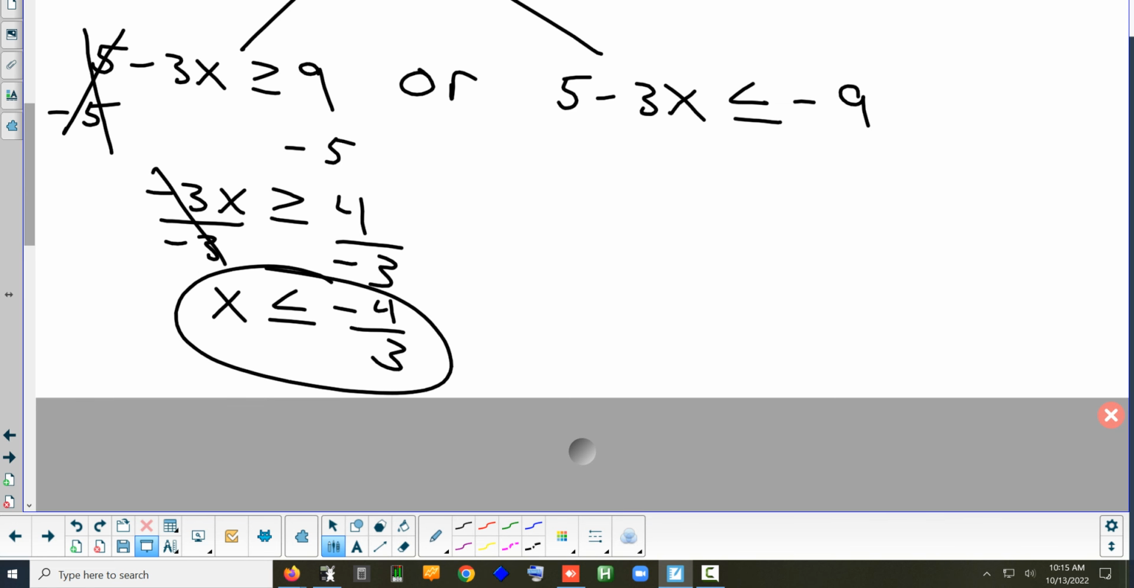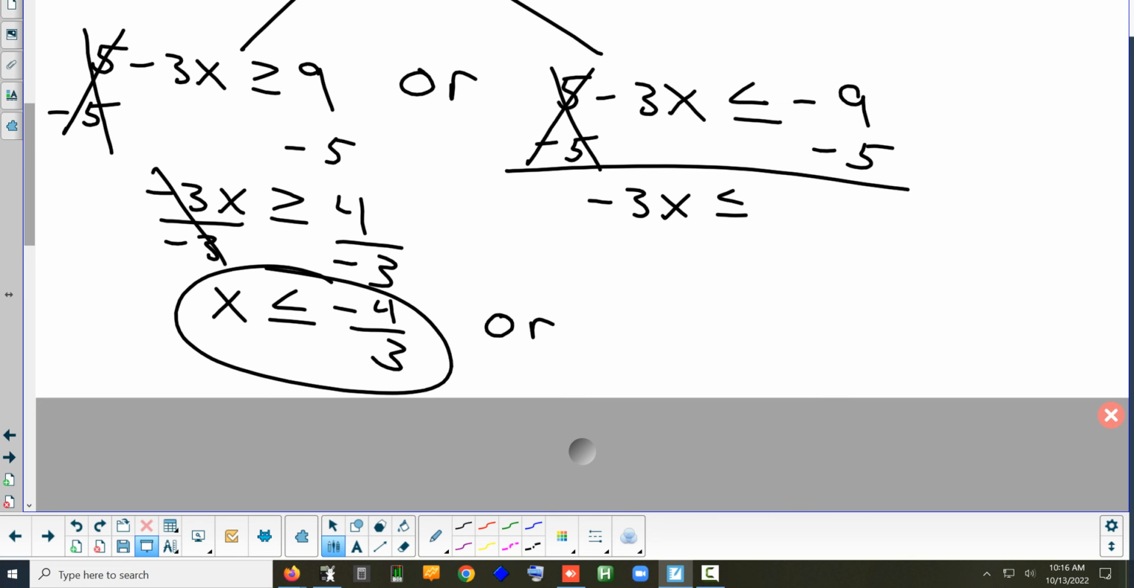Okay, so there's our first part. X is less than or equal to negative 4/3, or... and now let's solve the other one. Sophie, what would be my first step to solve the one on the right? Subtract 5. It's the same first step as the other one. So subtract 5 from both sides. That's gone. And negative 9 minus 5. Abby, what's that going to give me? Yep, negative 14.